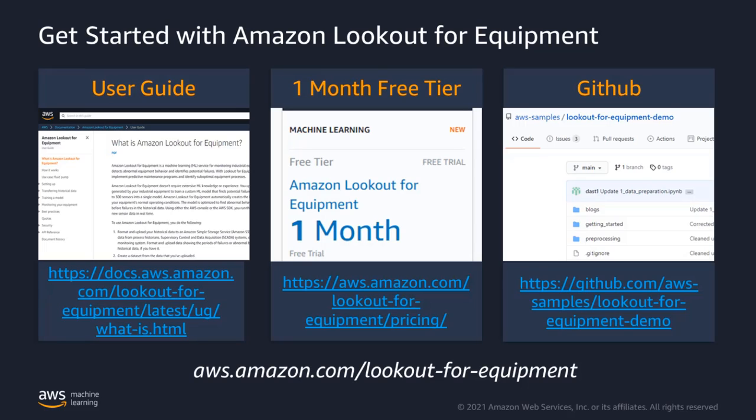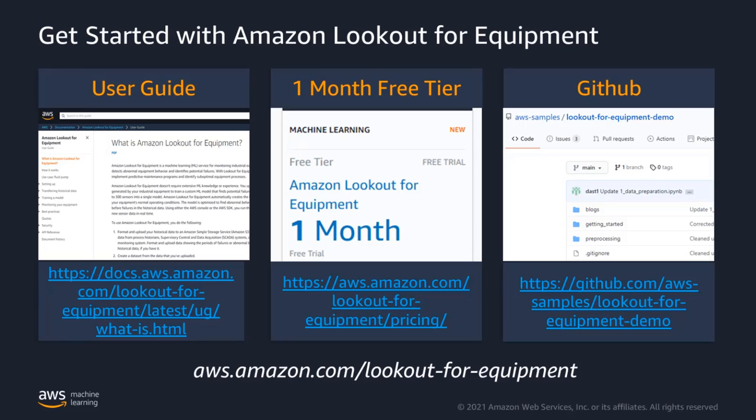We also have free tier usage. So for the first month, you get a certain amount of usage free. That includes 50 gigabytes of free ingestion, 250 hours of free model training, and 168 hours of free inferencing. So that's up to a week of free model inferencing.